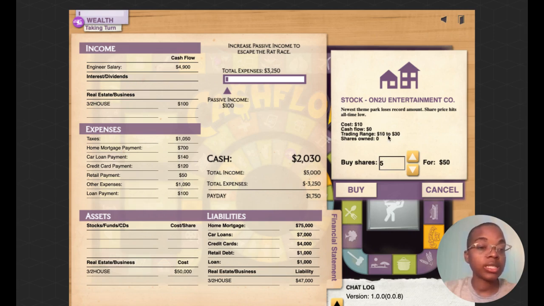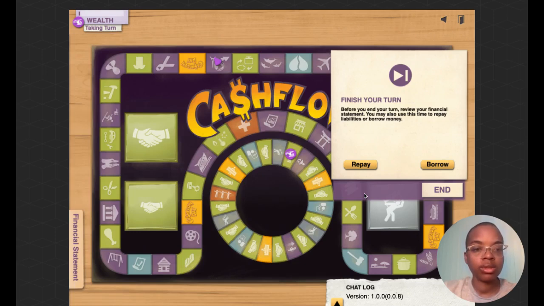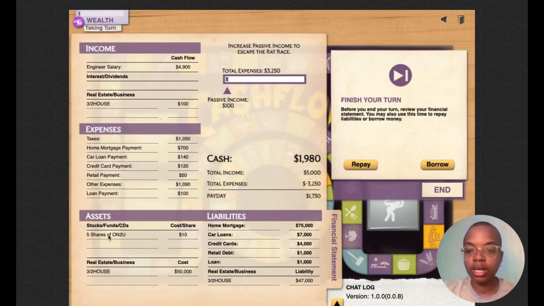And if it 2x's, I can make $100 off of it. If it 3x, I can make $150. So I'm just going to buy a few. And if a card ever comes back with Onto You at a higher price, I'm going to sell it and make a profit.